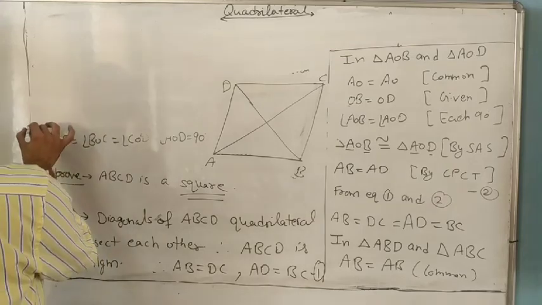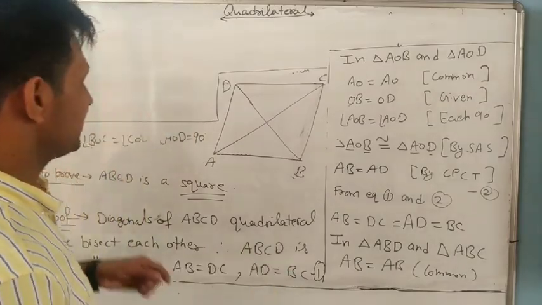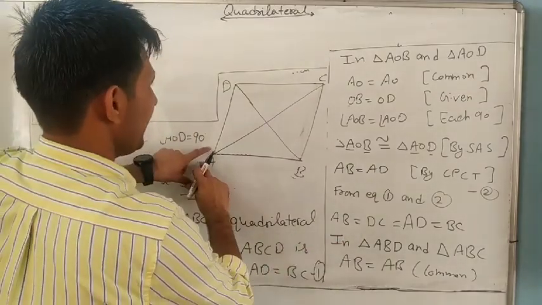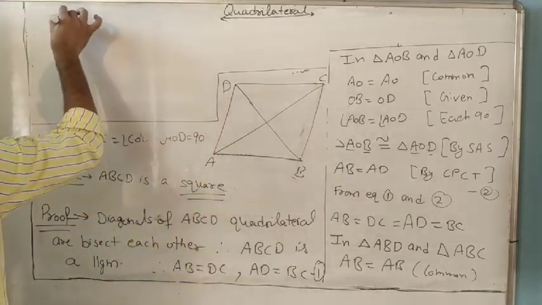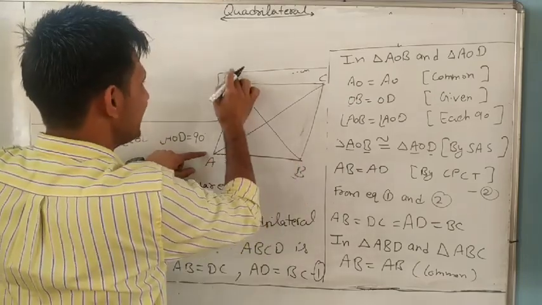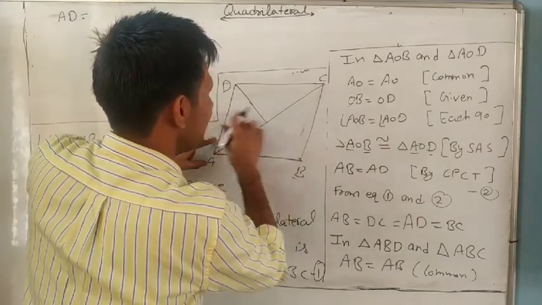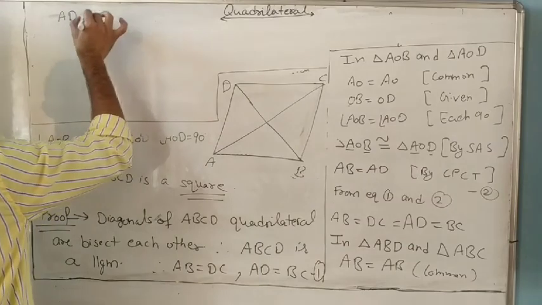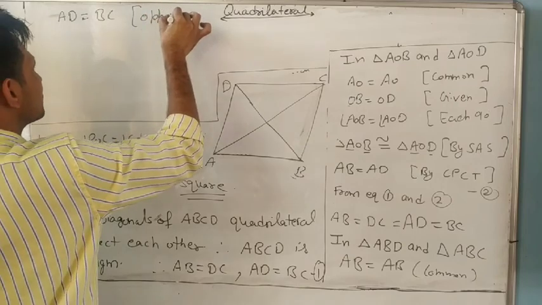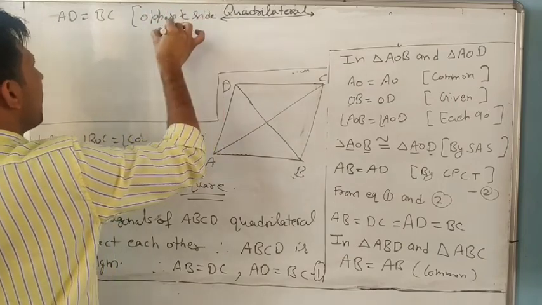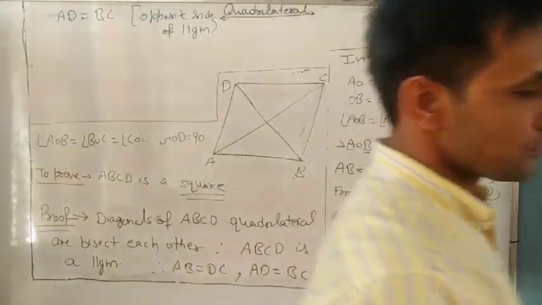So AB equals AB, and next in ABD, what is AD? AD equals BC also. Why? Opposite sides of a parallelogram.